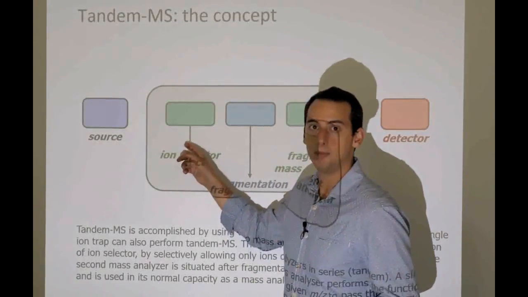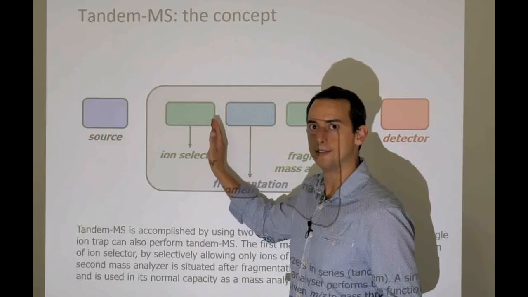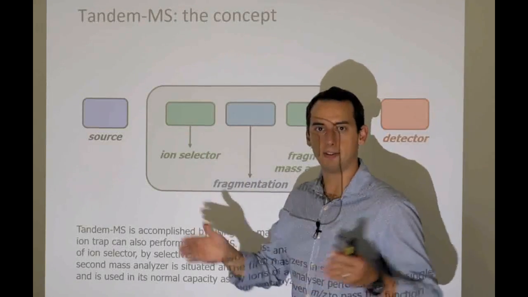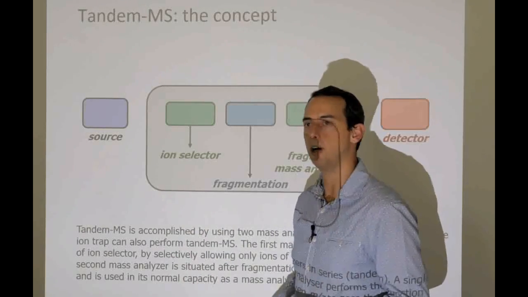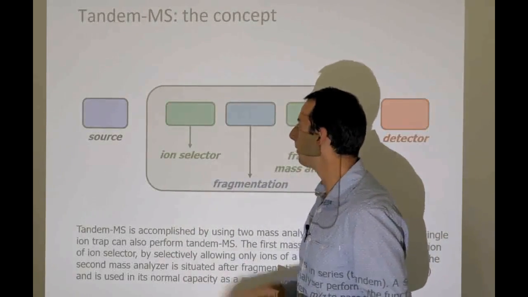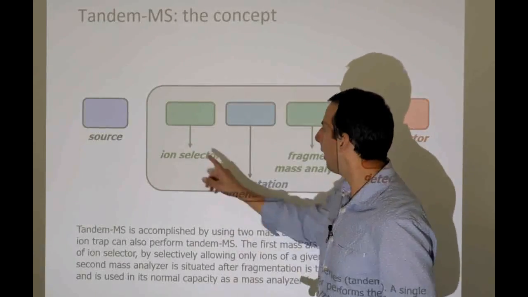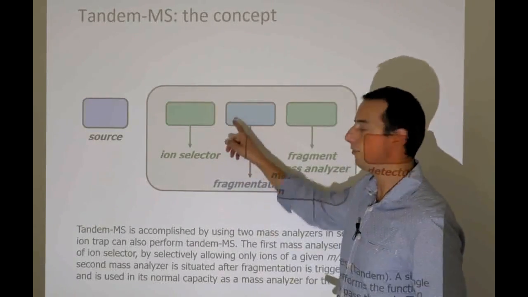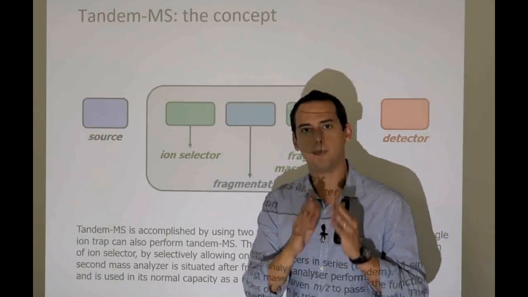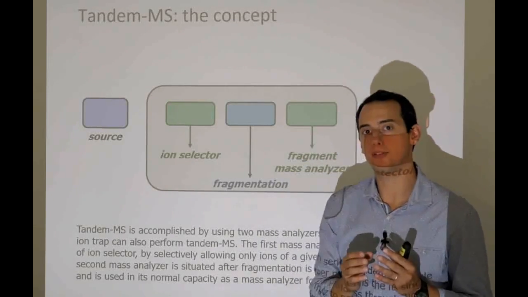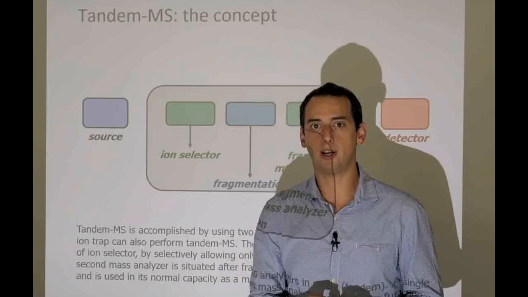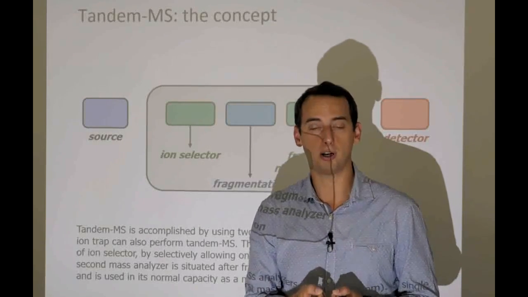Even a time of flight can be used by putting a gate at the end and only opening the gate at a given flight time, so at a given time after the extraction of the ions. Now, very often it's a quadrupole or an ion trap. After this ion selector, we now have a very small amount of ions left. The small amount of ions corresponds to only those ions with the required mass over charge.